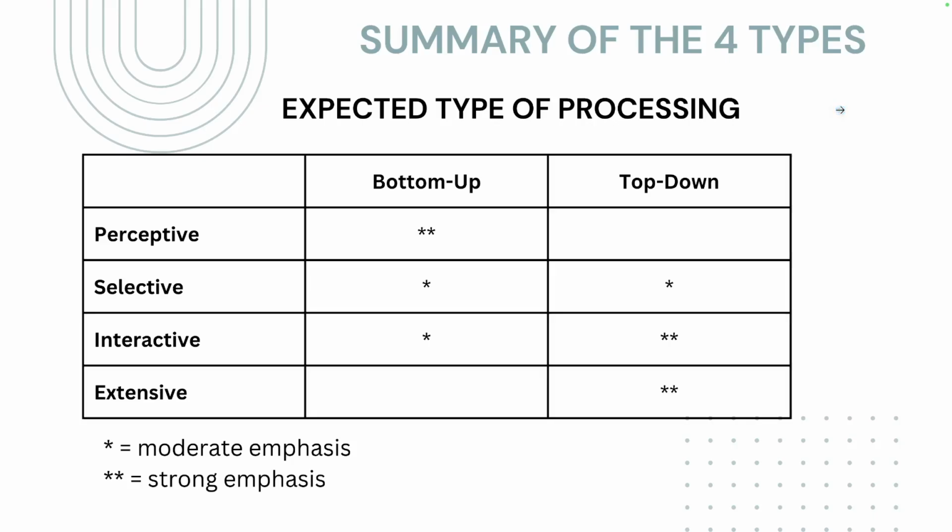Okay, and then we have the expected type of processing. So you can see it kind of matches here, right? Perceptive is bottom up, only bottom up. Selective will be bottom up and top down. Interactive is a little bit of bottom up, but mostly top down. And then extensive will be completely top down.